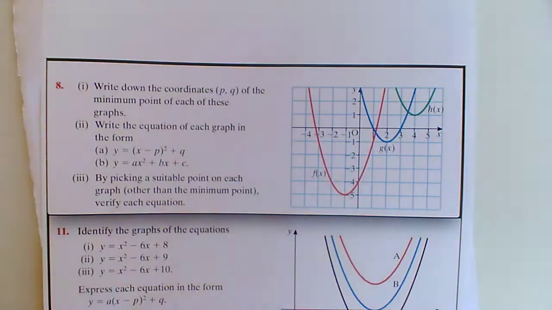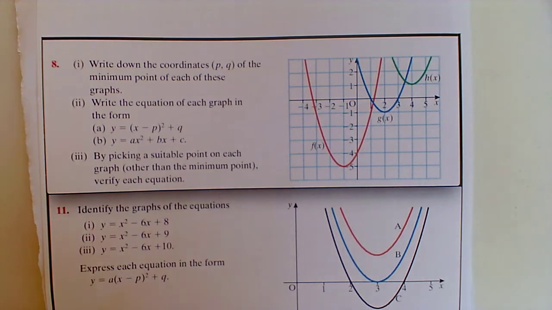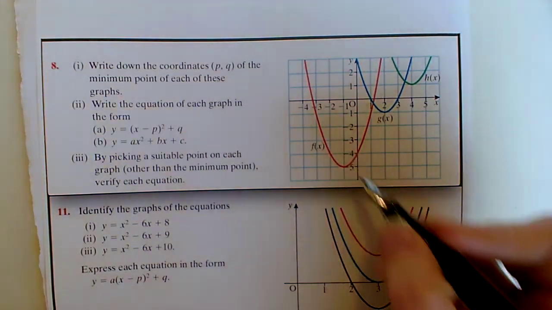Now let's look through the solutions of the homework that you had yesterday when you were given graphs of quadratics and you had to answer some questions on them. So the first thing here in question 8, we're shown three graphs, F, G and H, and we're asked to write down the coordinates P, Q of the minimum points of each of these.